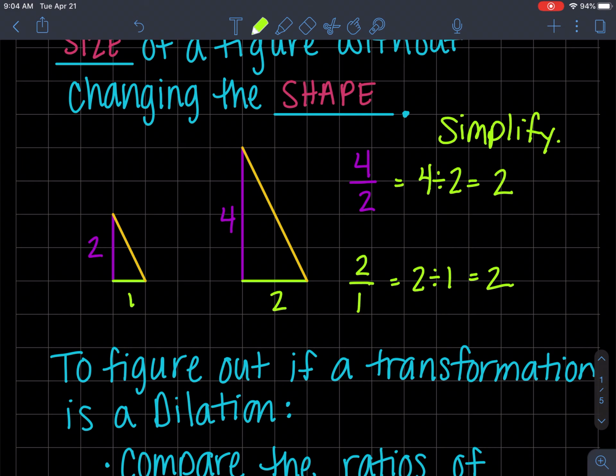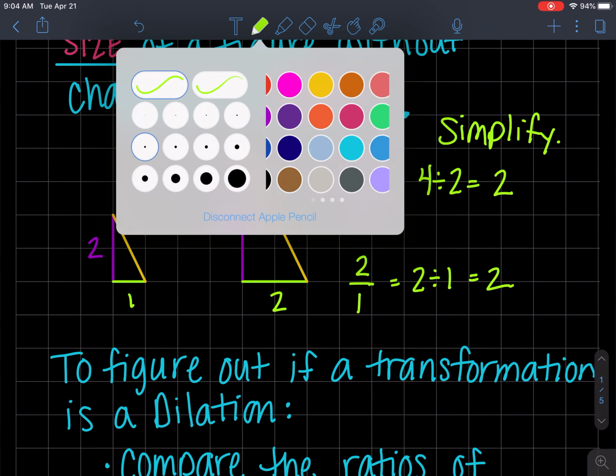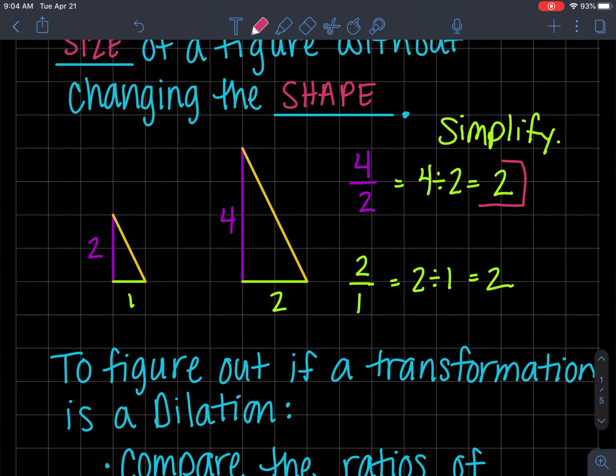Okay, I didn't write it down there, so that's okay. If the numbers are the same after you create the ratios and simplify them, that means that this is a dilation.